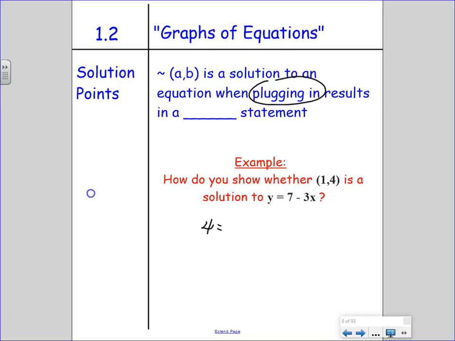You could plug in 4 equals 7 minus 3 times 1. PEMDAS would have you multiply first. 3 times 1 is 3. 7 minus 3 is 4. Is it a solution? Why? It resulted in a... You could say equal statement. I think I'm going to put a true statement.